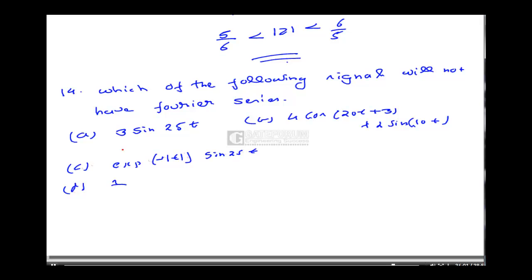So out of these, only option C is not periodic. So option C will not have Fourier series. Others definitely will have Fourier series. The only thing is that we should see whichever is periodic. If it is periodic, it may possess a Fourier series. If it is not periodic, it will not possess Fourier series, but it will have Fourier transform. Okay.